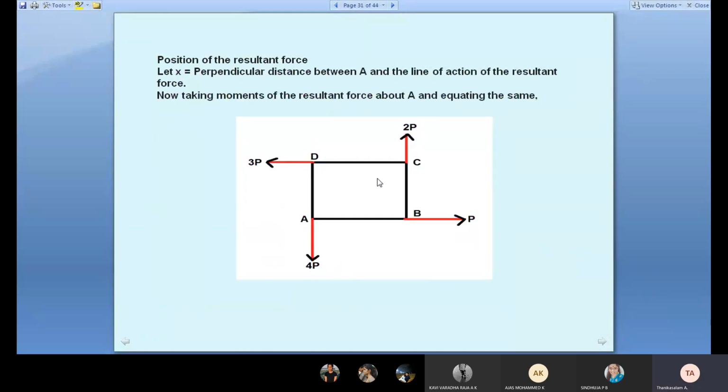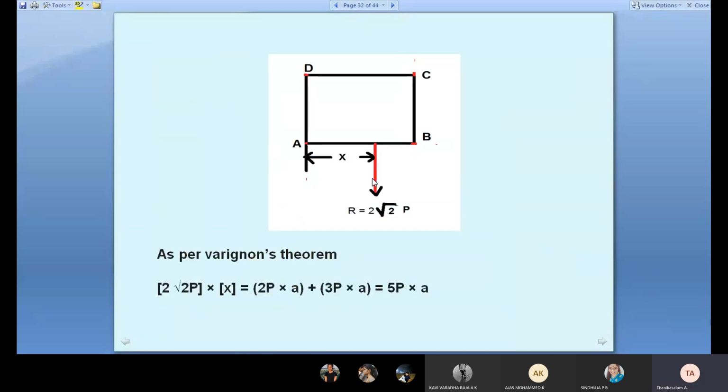So we replaced the forces with the resultant. Now we want to locate it. I am taking the side AB. The resultant is acting vertically downward, and I marked the perpendicular distance X. What is Varignon's theorem? Force into perpendicular distance is the moment of the resultant force. This is the resultant, no, into the perpendicular distance X. So the resultant force moment equals the summation of individual force moments.